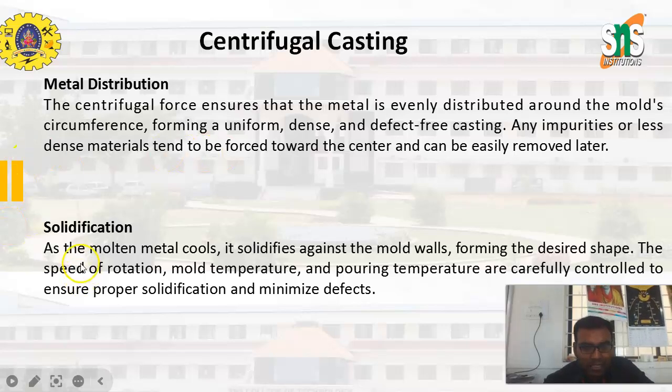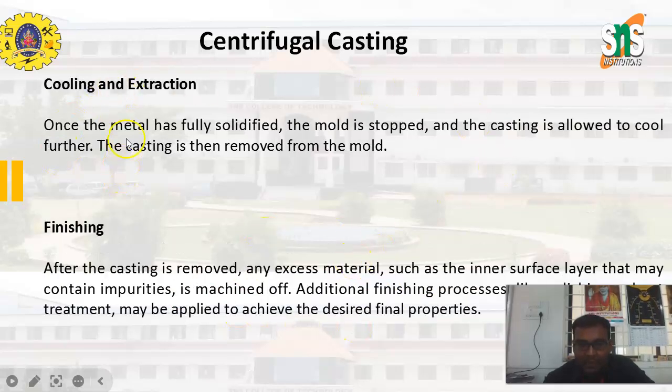And then comes the solidification. As the molten metal cools, it solidifies against the mold walls, forming the desired shape. The speed of the rotation, mold temperature and pouring temperature are carefully controlled to ensure proper solidification and minimize defects. The next step is the cooling and extraction of the cast part.